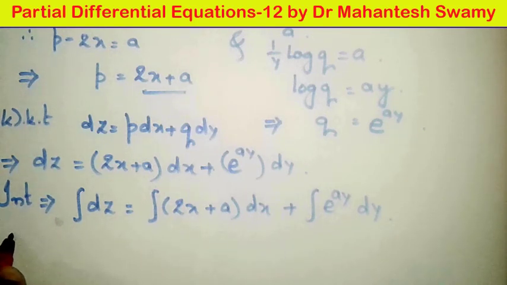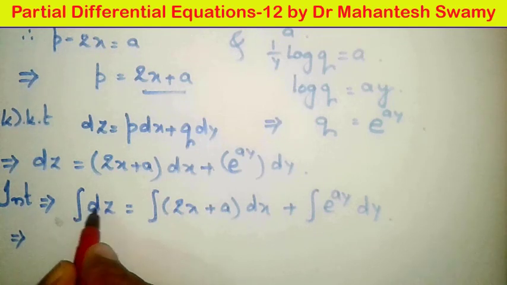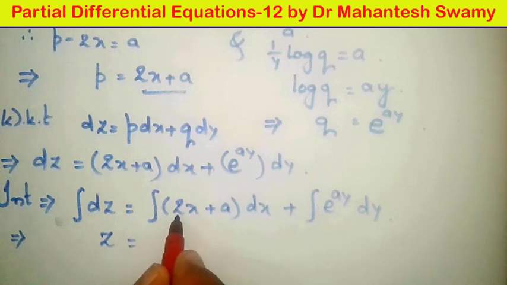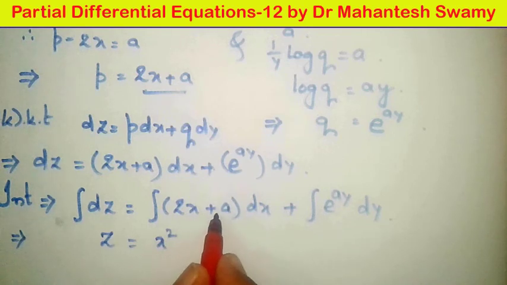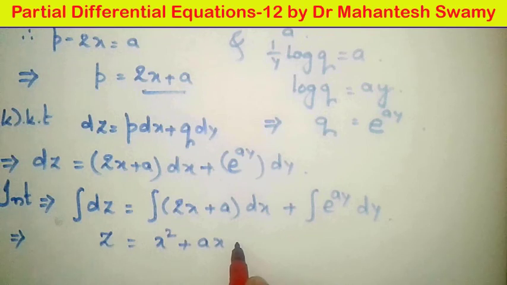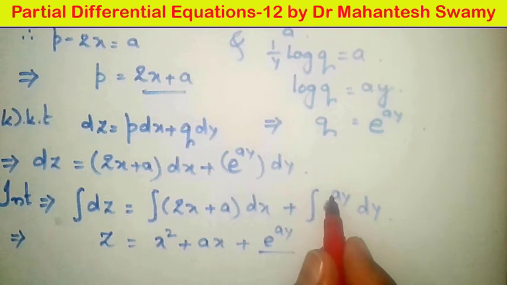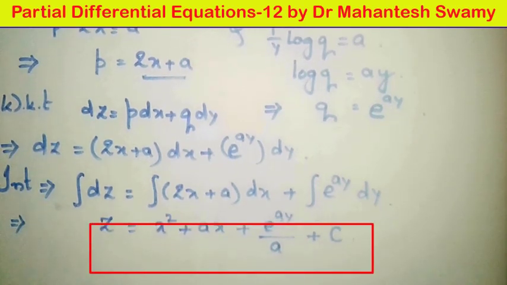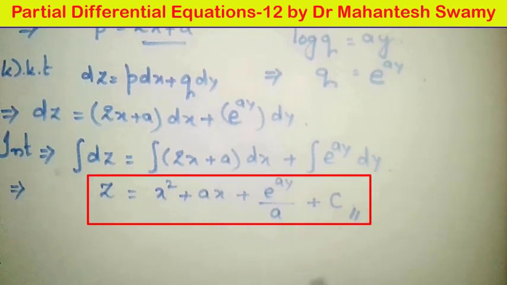Now let us write down the integral values. The integral of 1 with respect to z is z, and on the RHS, the integration of 2x is 2x square by 2, that is x square, the 2 cancelled, plus a integrated with respect to x is ax, plus the integration of e to the power of anything is the same thing, divided by the coefficient of y. So the coefficient of y is a, plus some constant of integration c. So now we can conclude here that this is the required complete integral.